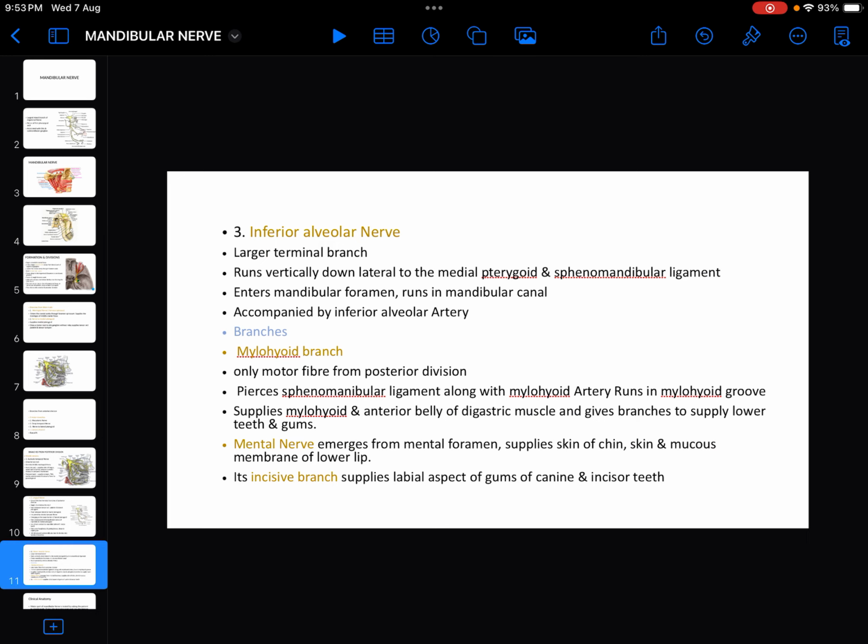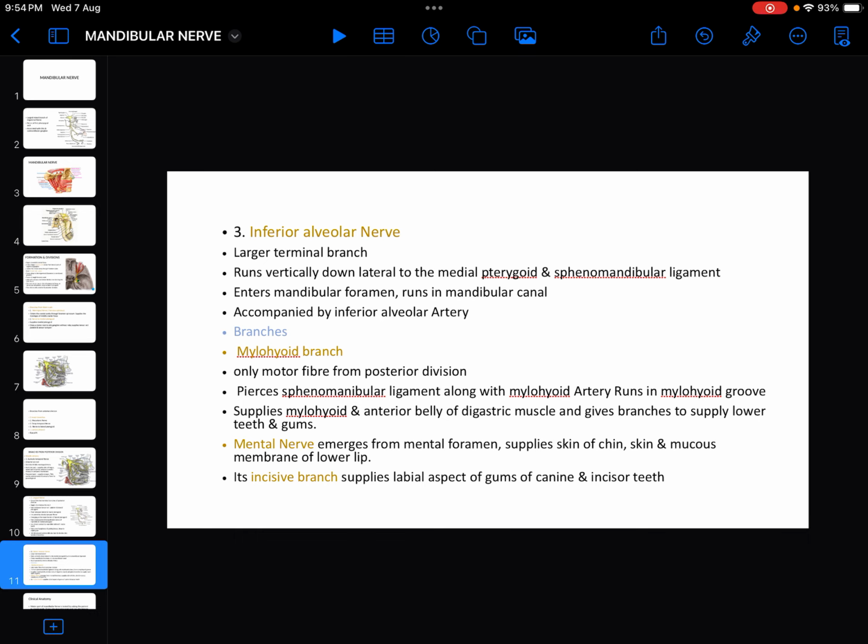Then about the third branch, the inferior alveolar nerve. It is the larger terminal branch of the posterior division of the mandibular nerve. It is a mixed nerve. It receives all the motor fibers of the trigeminal nerve. Then about the course of this nerve, it emerges below the lower head of the lateral pterygoid and passes vertically downwards and forwards in the medial pterygoid. The nerve lies anterior to the inferior alveolar vessels between the sphenomandibular ligament and the ramus of the mandible.